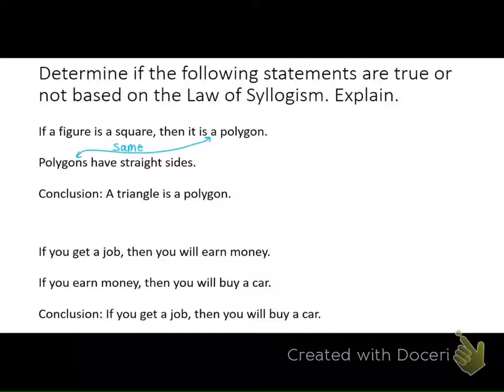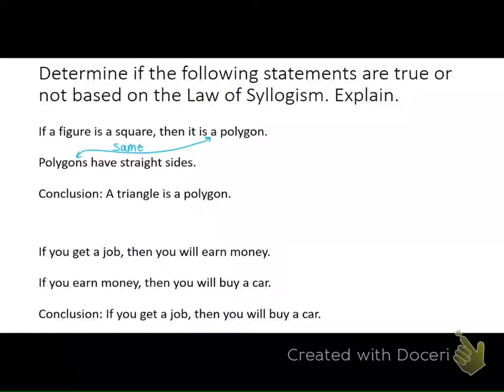So we should be able to make a conclusion off of that. And their conclusion was that triangle is a polygon. Is that the conclusion you can make based off of this law of syllogisms? Well, what did you just say? Does it even talk about a triangle in this? So why are they even using the word triangle, right? So can they make that conclusion based off of this law of syllogisms?